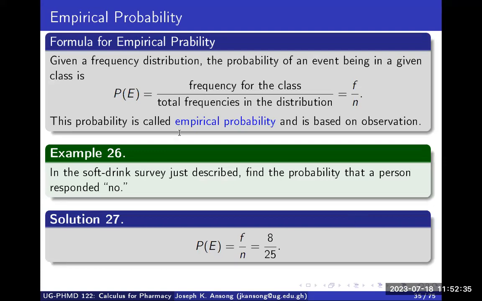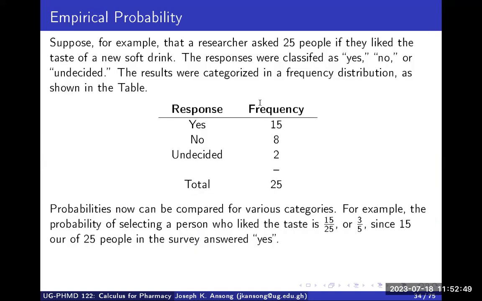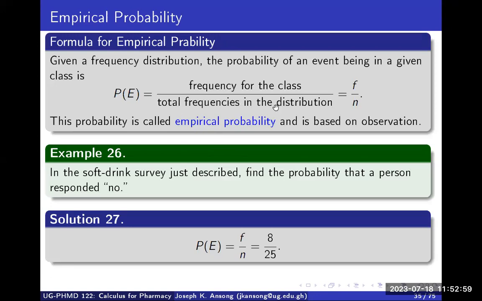The formula for computing empirical probability is: the probability of the event is the frequency for the class over the total frequency. So in this case, for those who said yes, the probability for that class will be 15 people out of a total of 25. If you do that, you compute what is called the empirical probability, which is based on actual observation or experience.